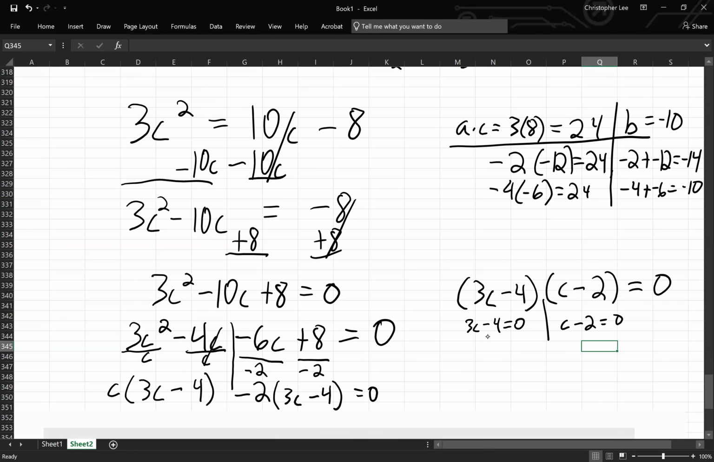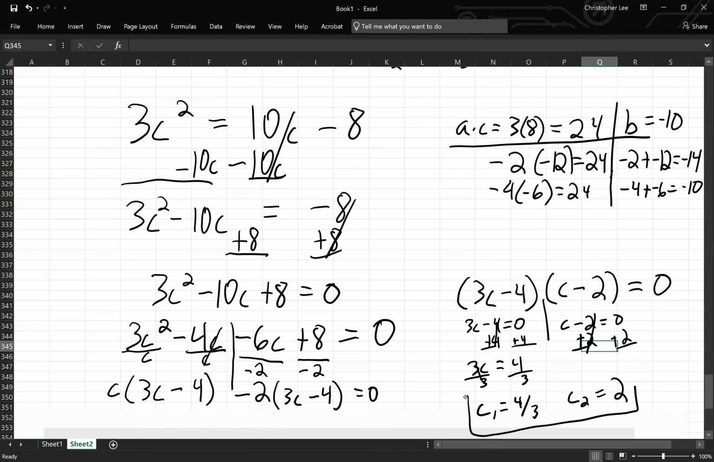Just solve for c. I'm going to add 4 over here. Where I do to one side, do to the other. So 3c is equal to 4. Divide by 3, divide by 3. So c1 is equal to 4 over 3. I'm going to add 2 over here. Where I do to one side, do to the other. So c2 is equal to positive 2. And that's it. A little comma right there.